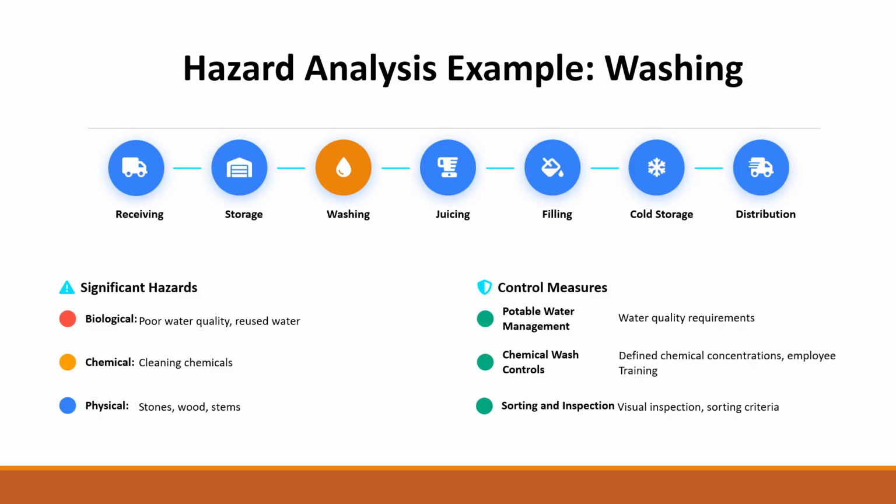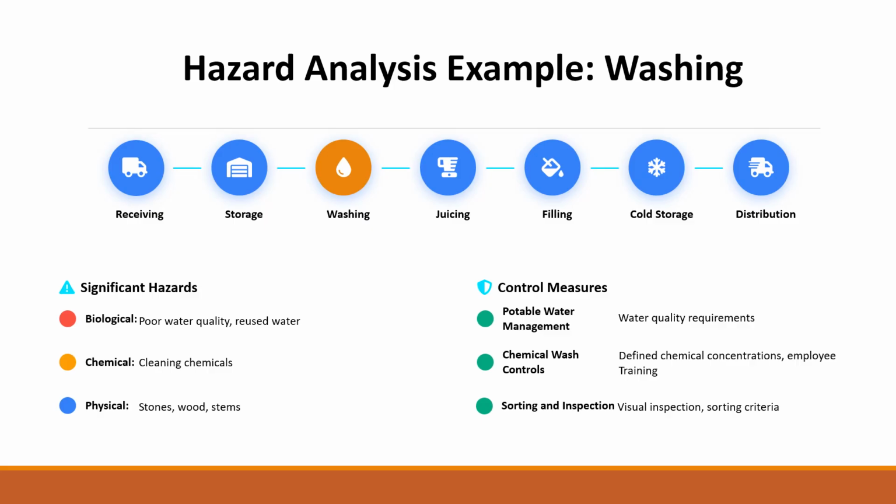From a chemical standpoint, the use of chemical washes introduces the potential risk of chemical residues remaining on the product. To control this hazard, facilities must ensure correct chemical concentrations, include rinse steps when required, provide proper employee training, and perform verification checks to confirm the process is working as intended. Physically, sorting plays an important role in removing stones, stems, and damaged fruit that could otherwise contribute to physical hazards later in the process. These risks are controlled through visual inspection, defined sorting standards, and routine equipment maintenance.